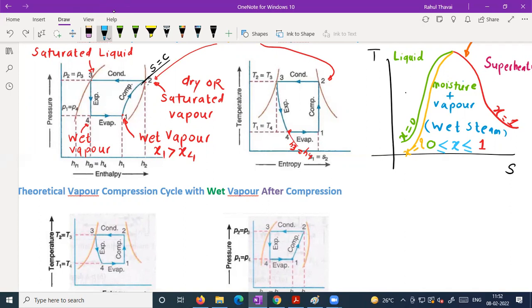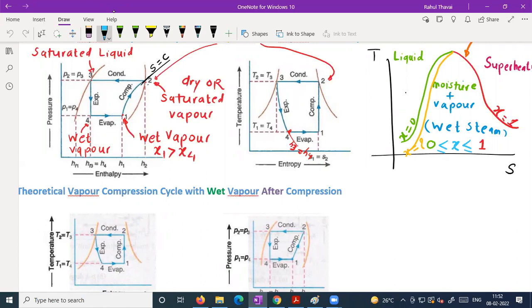So point number one is on the right hand side as compared to point number four. Obviously at point number one, the steam, or vapor, is said to be more dry as compared with point number four. Now see further, once we have it at point number one, again it is compressed, and this cycle repeats.